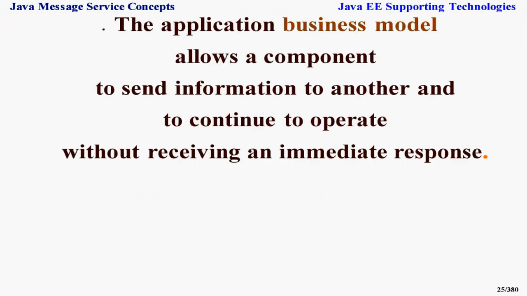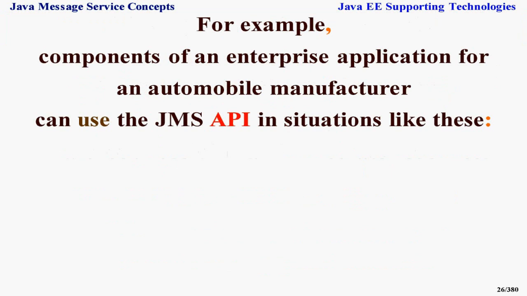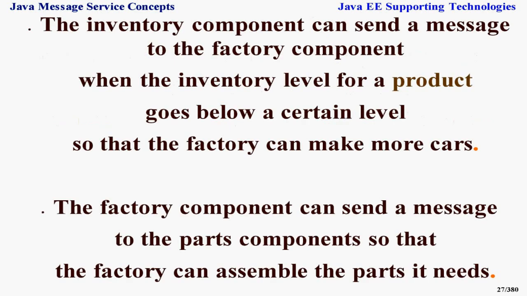The application business model allows a component to send information to another and to continue to operate without receiving an immediate response. For example, components of an enterprise application for an automobile manufacturer can use the JMS API in situations like these. The inventory component can send a message to the factory component when the inventory level for a product goes below a certain level so that the factory can make more cars.